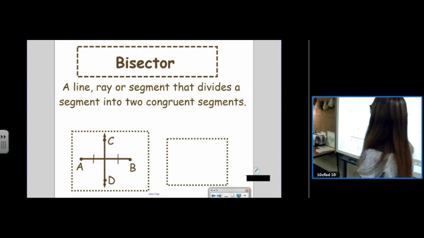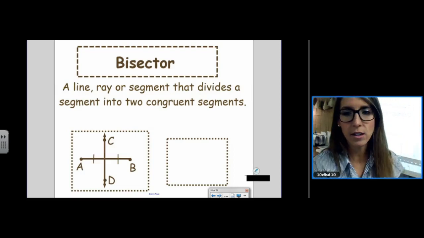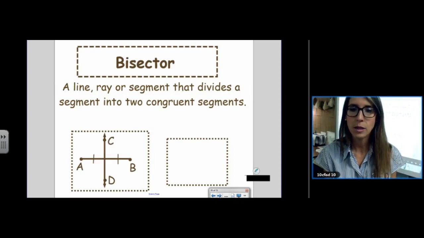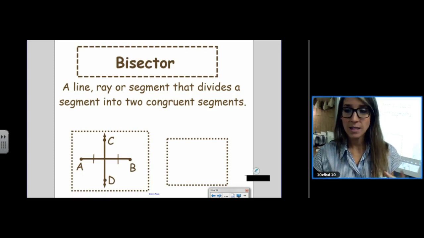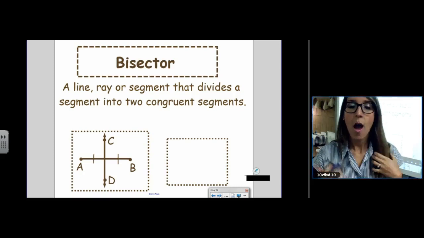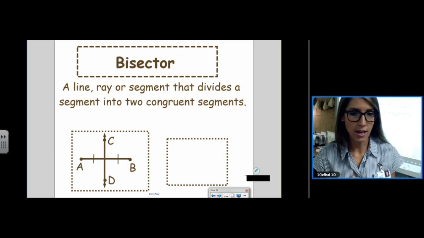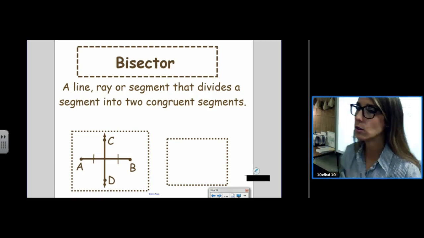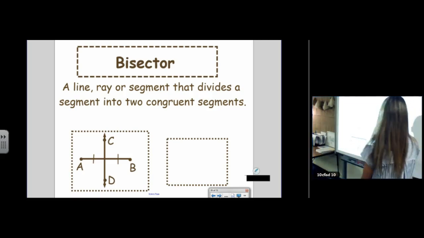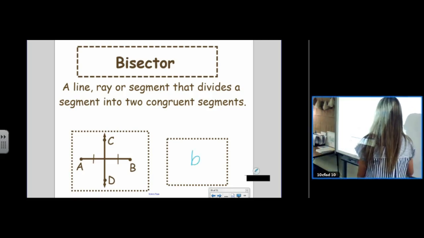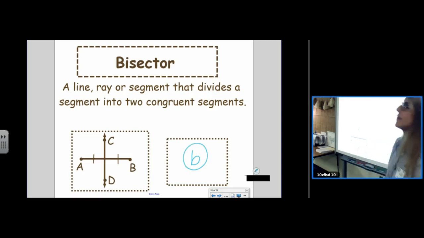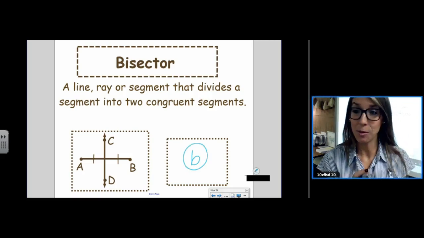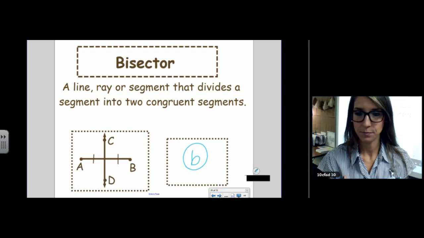All right, the next word is bisector. If you wrote perpendicular, I want you to cross that out. The next word is bisector. Now, a midpoint has to be a point. It just has to. A bisector can be a line, ray, or a segment that divides a segment into two congruent segments. There is a symbol for this. It's a lowercase b with a circle around it. That symbol means bisects.